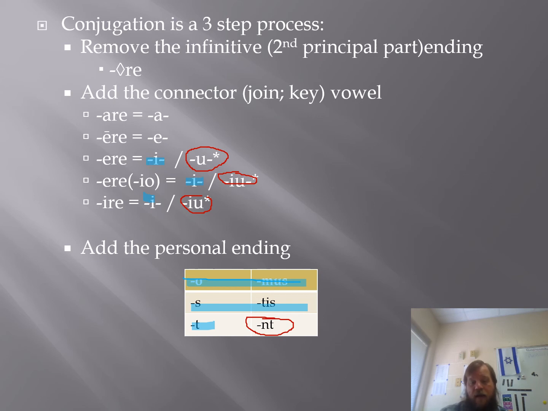Okay? So it's I before O, I before S, I before T, I before MUS, I before TIS, but U before NT. Same thing here. IO, IS, IT, IMUS, ITIS, IUNT. And it's IU because fourth is IO, IS, IT, IMUS, ITIS, IUNT. Okay? So that's the only thing you have to remember with this. It's only if your ending is NT. That is to say, only if your subject is they. Okay? So you use the one with the star only if your ending is NT.